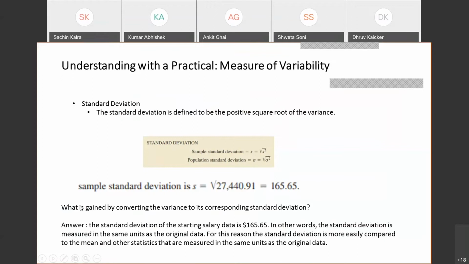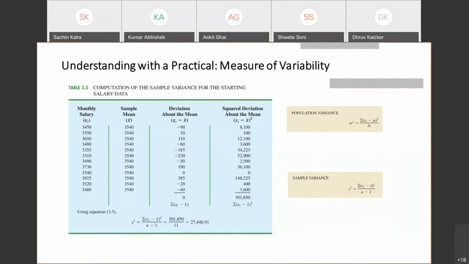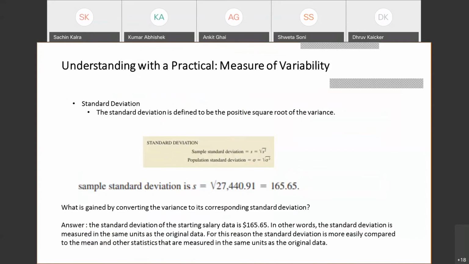Now, one question is, if you've done all the mathematical calculation and got the variance, why are you taking the standard deviation then? What is gained by converting the variance to its corresponding standard deviation? The answer is that the standard deviation of this salary data is $165, right? After taking the square root, the standard deviation is measured in the same units as the original data. Salary is in dollars, deviation is in dollars. So I could say, from the average salary of this company, the standard deviation is $165.